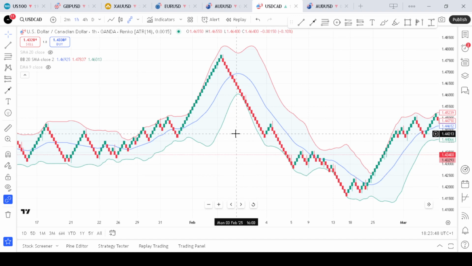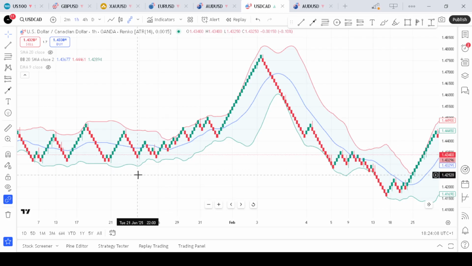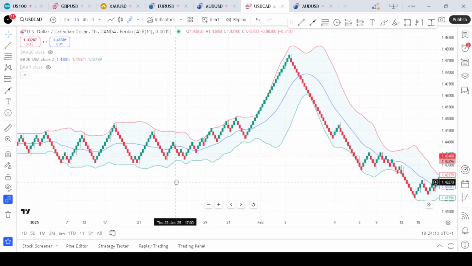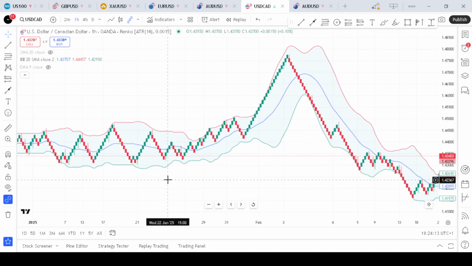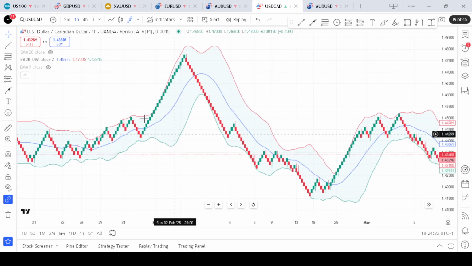These bands expand and contract based on market volatility, making them particularly effective when used with the Renko chart. The Bollinger Band helps traders to identify potential breakouts, measure volatility and spot possible trend reversals. Complementing the Renko chart, it has the ability to filter out market noise and highlight significant market movement.